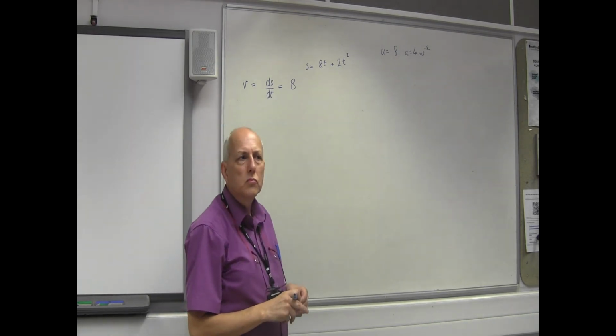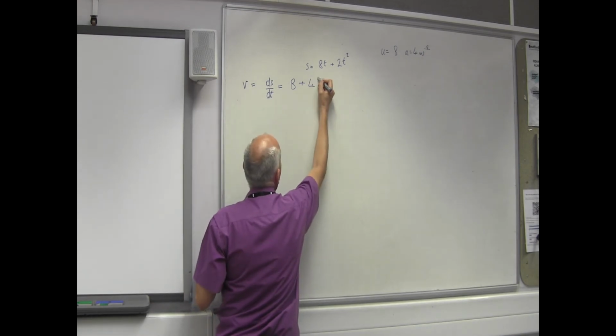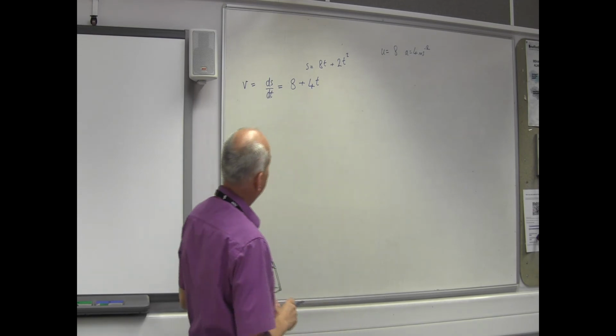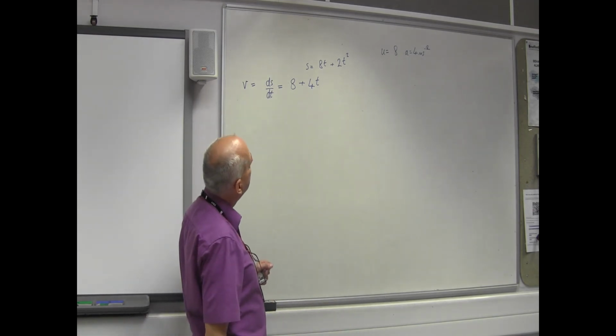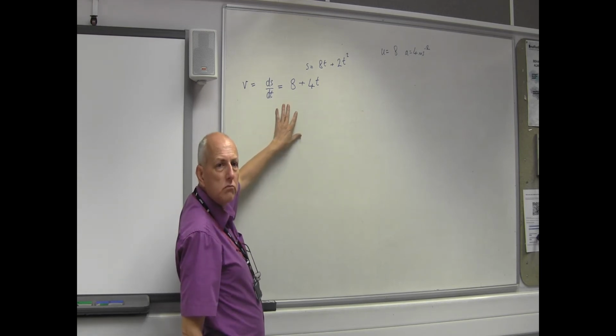Just 2t. No, 4t, yeah. Well done. Not 40, but 4t. Okay. So the squares become single now. That's it, it's done. That's it.